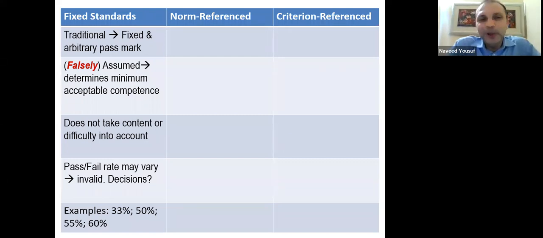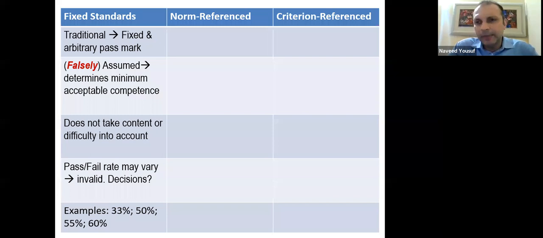Let's proceed. So fixed standards, we very well know them. We love them. We use them most of the times. It is traditional. It is fixed and arbitrary pass mark. For example, we at AKU use 55%. Some stringent institutions wanting to attain high standards may use a 60% pass mark. Others use a 50%. There are certain who use 30 or 33% as well. This pass mark is arbitrary, and it falsely assumes that it determines the minimum acceptable competence because there is no rationale, no justification behind. It does not take the content of the exam or difficulty into account.